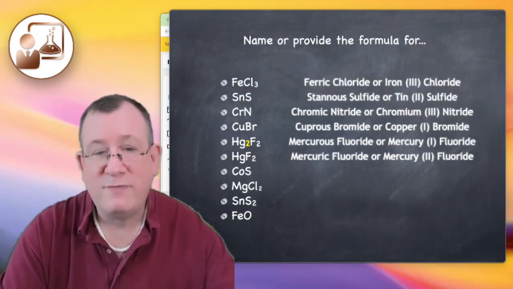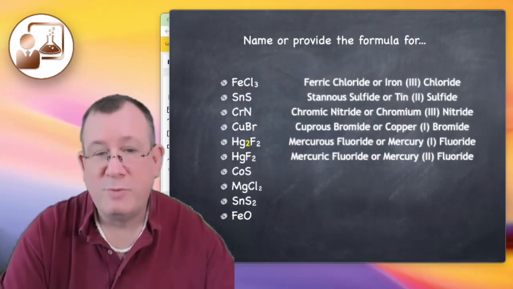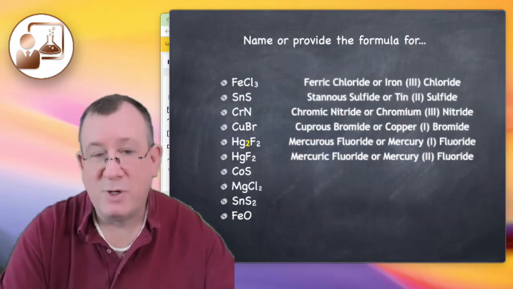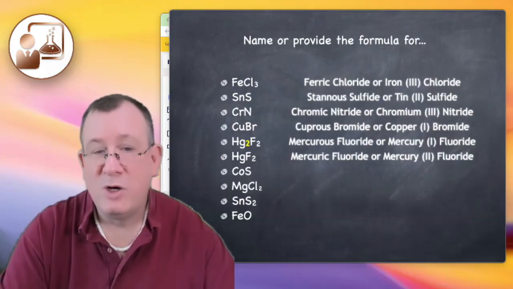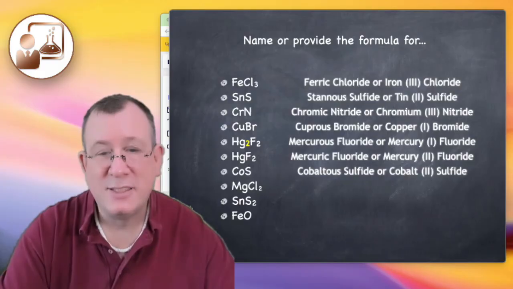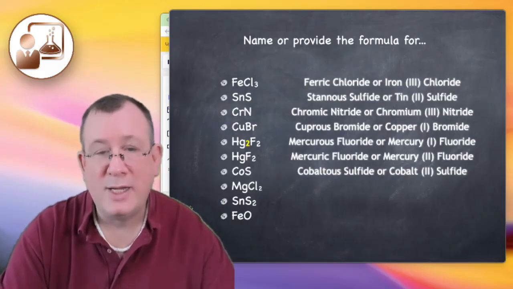Then we have, let's see, cobalt. That's the small one, because sulfur is a 2 minus. That must be a 2 plus. Cobalt is 2 or 3. It's the small one. That's the cobaltous, or cobalt 2 sulfide.